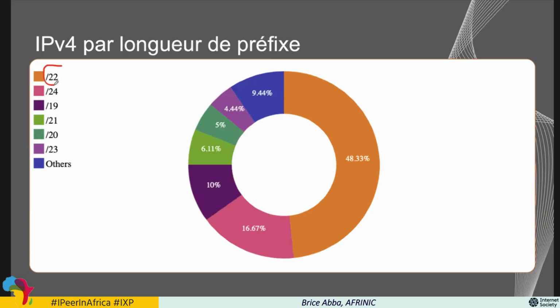The largest, so over /22, that's 33%. We've got few operators who have a large blocks of prefixes. You've got then the /19. In other regions, you've got different blocks.